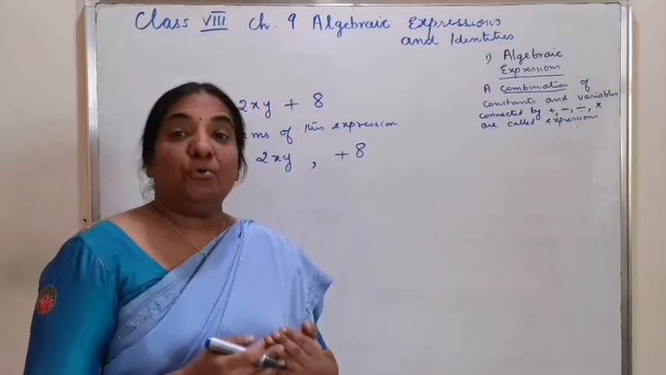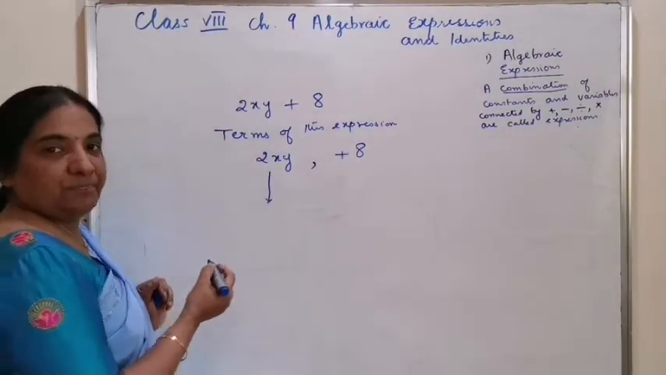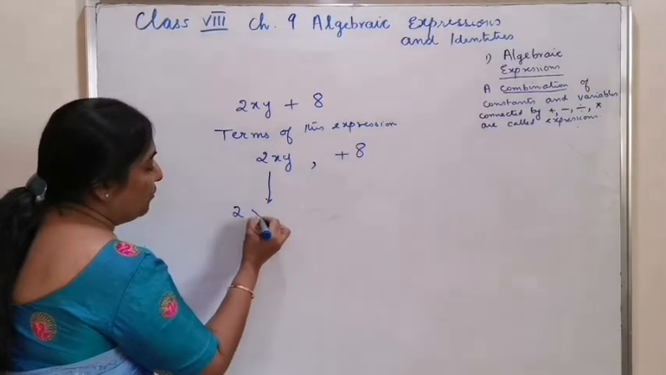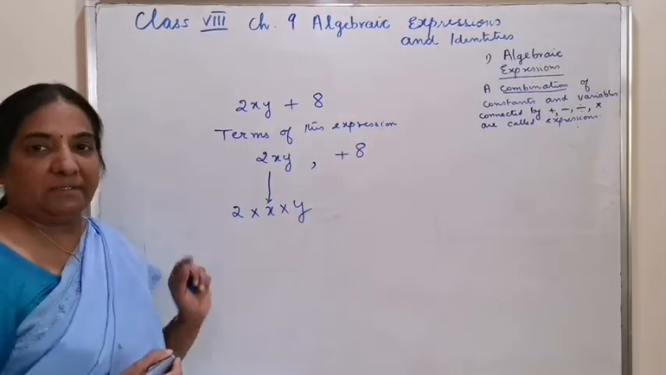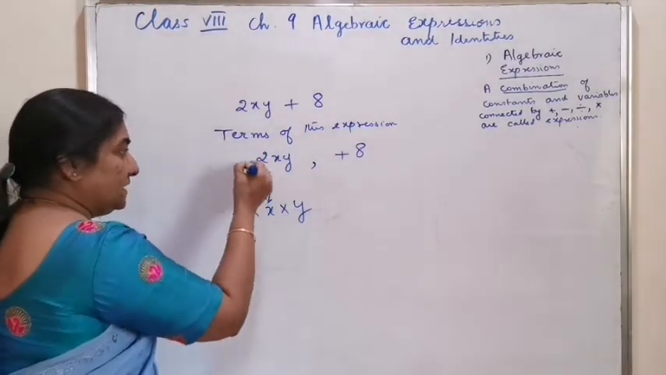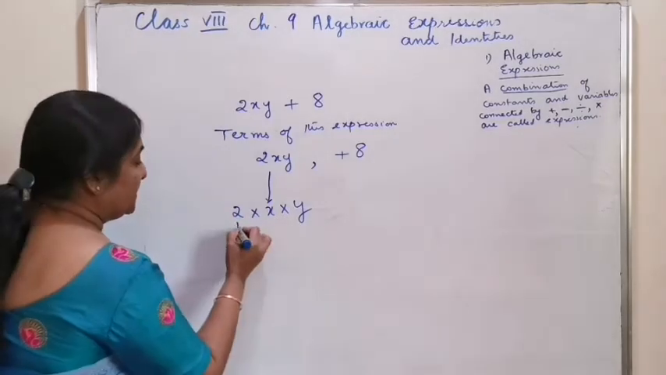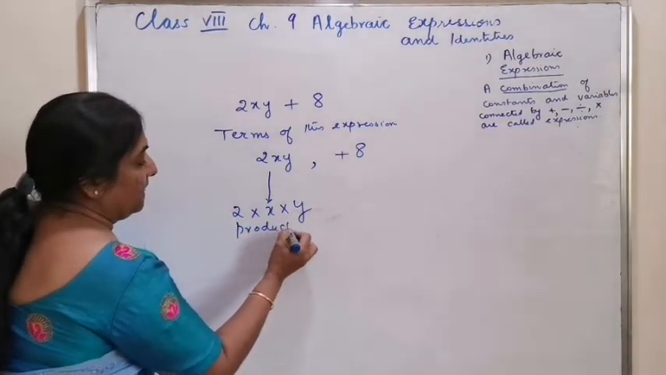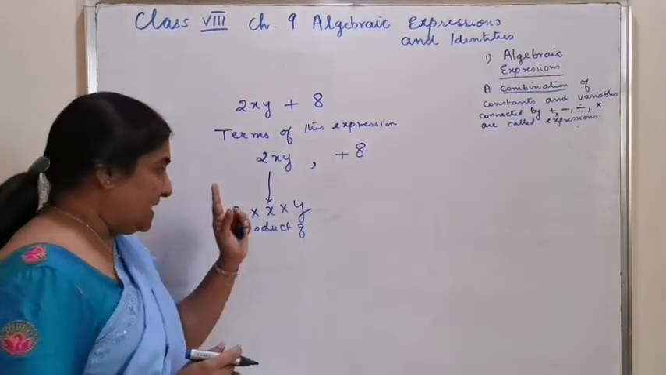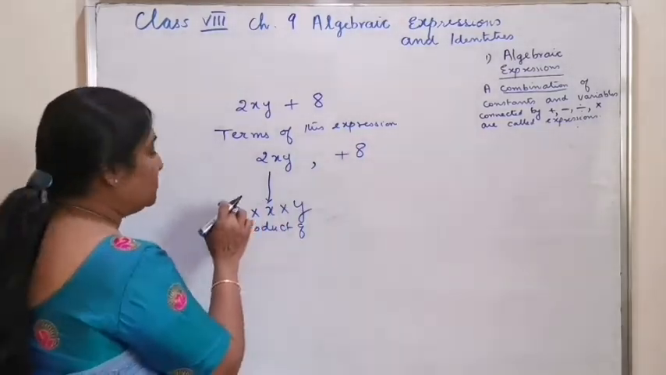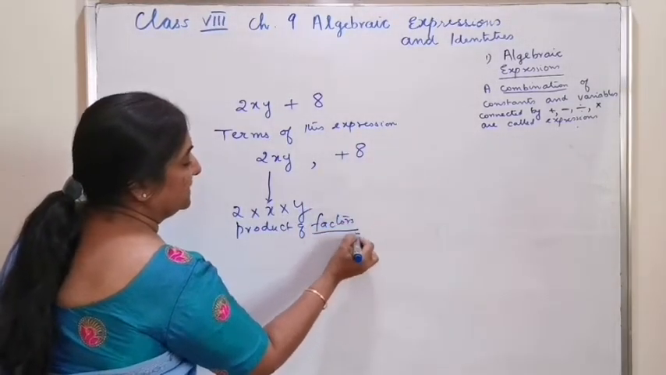And how do you form the term? 2xy is the product of 2 into x into y. That means the term 2xy is formed as the product of 2 into x into y. That means each of the numbers 2, x and y are called the factors.